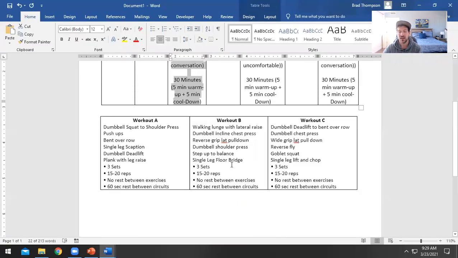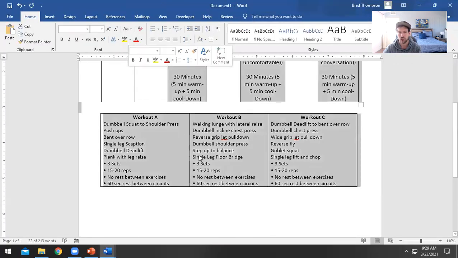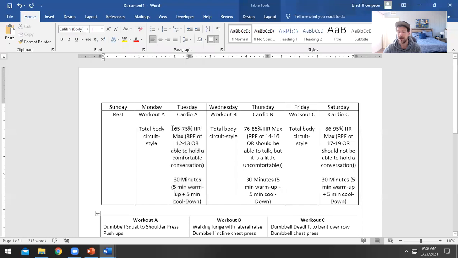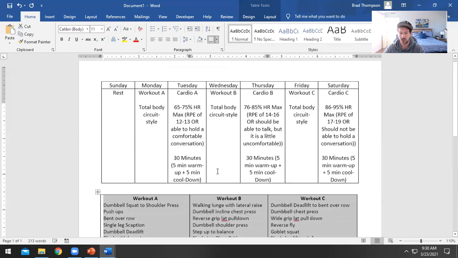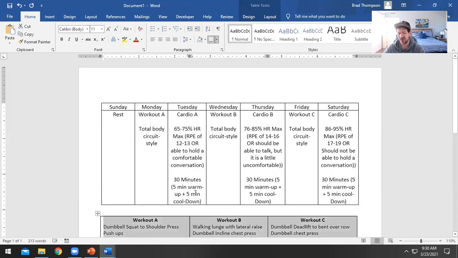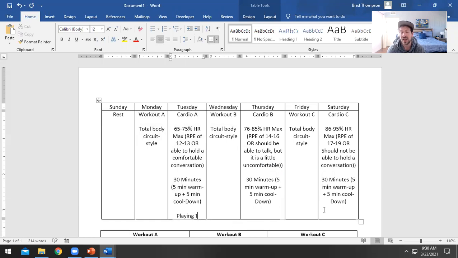So we've kind of got an adult version here. This is a general adults routine, but I could very easily change this to a youth style. I would keep the total body circuit on, so I would just leave that alone. This works with adults or kids. But for these cardio days, I wouldn't say 30 minutes with a 5 minute warm up or cool down. I'd be a little bit more specific about it. I would say playing tag, and over here, I'd say something like playing capture the flag.